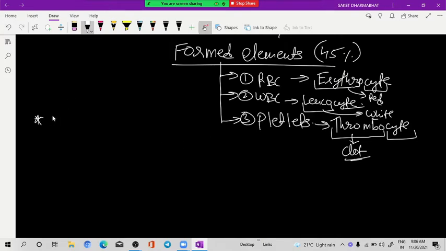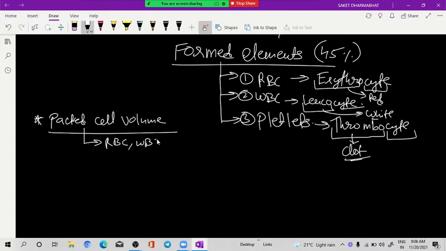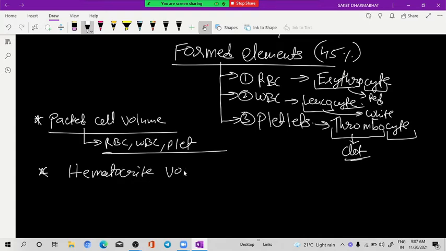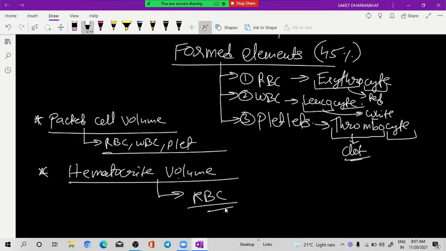One more thing I want to tell you. There is one word coming called the packed cell volume. Okay, packed cell volume, the meaning is what? Total number of RBC, WBC and platelets in blood. This is called as what? Packed cell volume. And another one is what? Hematocrit volume. So hematocrit volume means what? Total number of RBC in the blood. That is called as hematocrit volume.